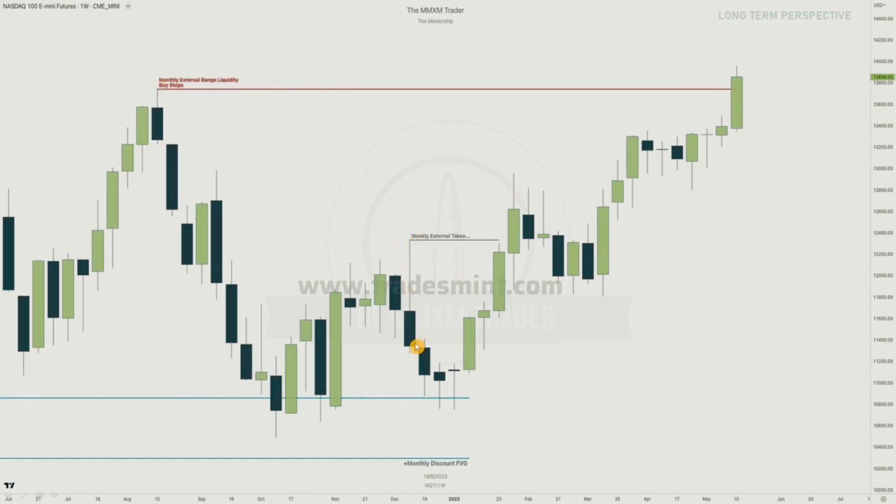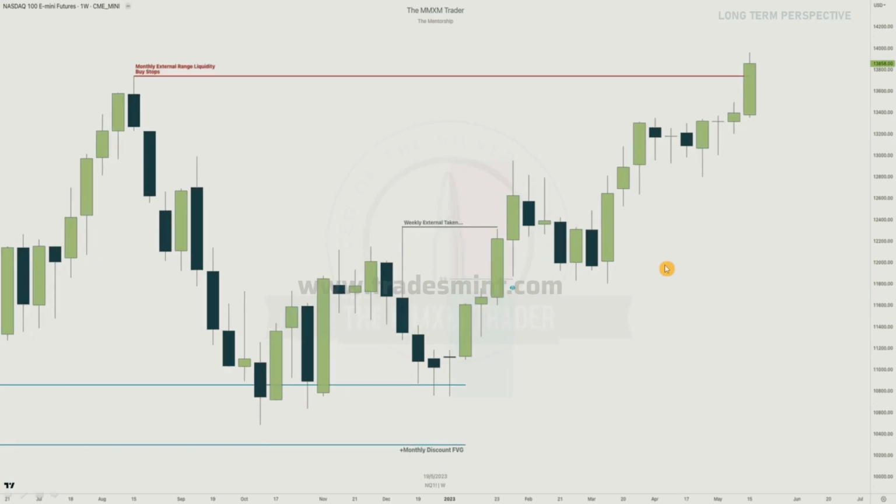So over here, we drop down right into that discount fair value gap on the monthly. Now we have weekly external liquidity, which is over here. So where do we go after we take that weekly external? Your eye should immediately go to internal range liquidity, right? So you look for a fair value gap, which is down here, right?